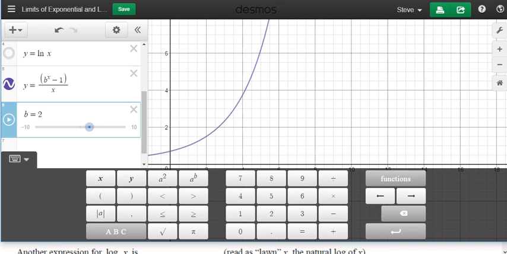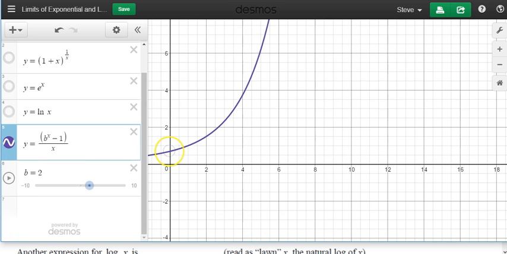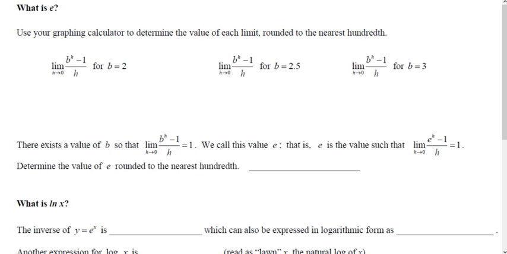What are we looking at? Oh, so we wanted the limit as h approaches 0. So for us, the limit as x approaches 0. We want to know what's this value here. So what is that value there? See, it's undefined at 0, right? Okay, so it works out to be 0.69.